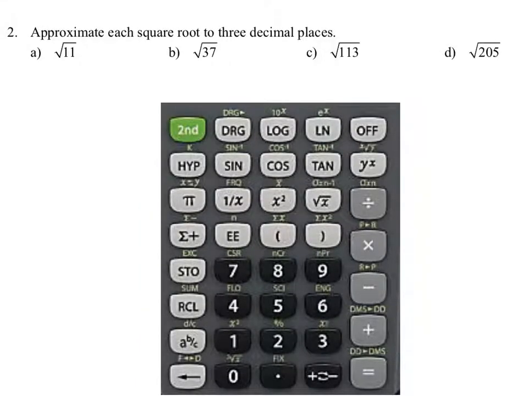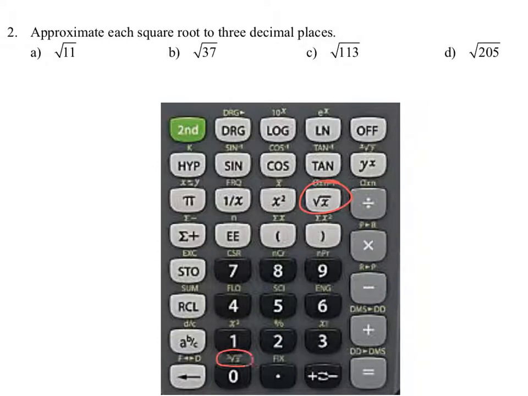If your calculator screen looks something like this, the square root button is located right here. So you would press the number and the square root. Sometimes you press that value and then the number. So take into consideration which calculator you have and practice this.